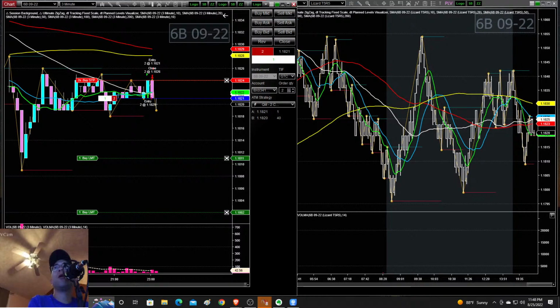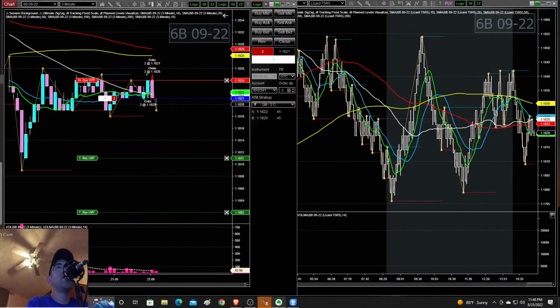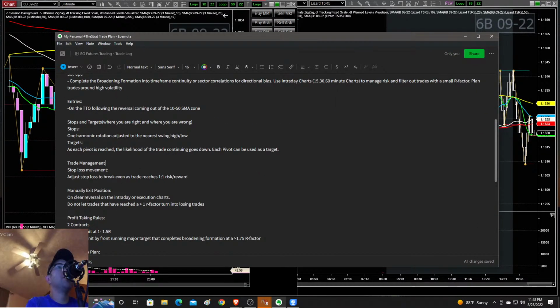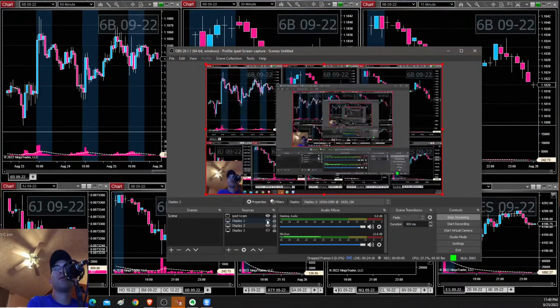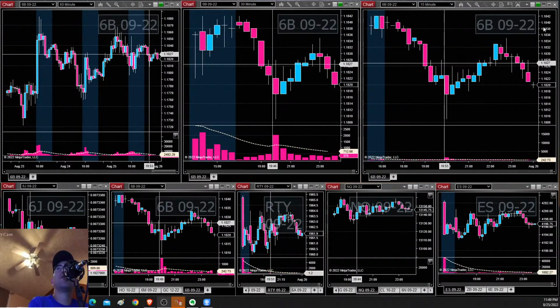Okay, the next part is manually exiting positions. So when am I going to manually exit a position? Just evacuate, get out of this thing. This trade is not going according to plan at all. On reversal on my intraday charts, so my intraday charts are the 15, 30, and 60-minute chart. So that's these guys right here that I have on.